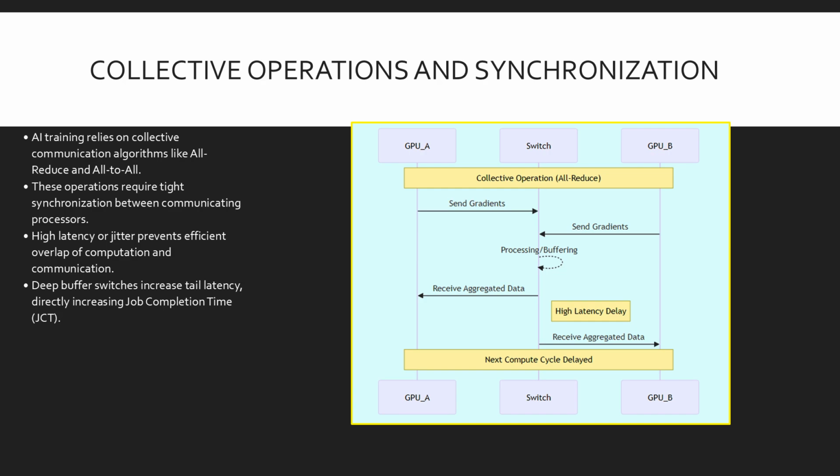Furthermore, using deep buffer switches to absorb bursts might seem like a good idea, but they actually increase tail latency, which directly drives up the job completion time, or time to train.